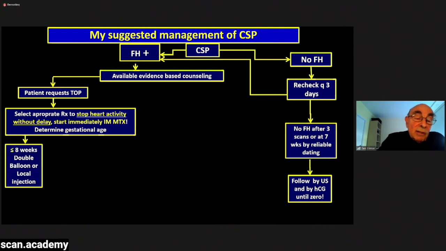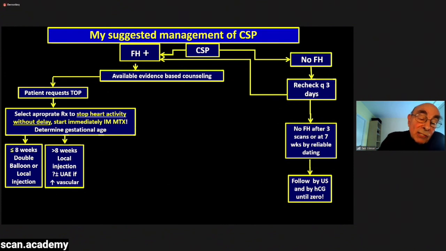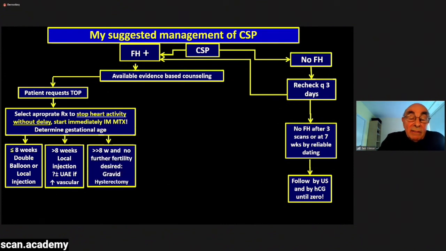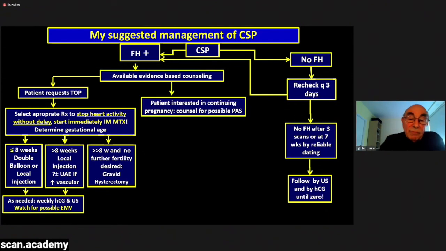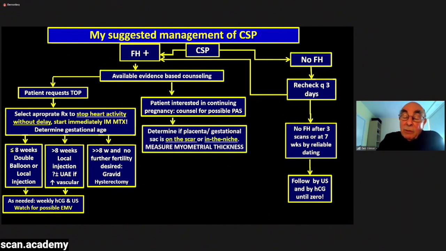Determine the gestational age. Before 8 weeks, double balloons or local injections. Past 8 weeks, local injection, question mark embolization, and really past very much over 8 weeks and no fertility desired, gravid hysterectomy. In the first 2 cases, as needed, weekly HCG and ultrasound, watch for possible enhanced myometrial vascularity, beautifully shown by Davor. If the patient is interested in continuing the pregnancy, counsel for possible placenta accreta spectrum.